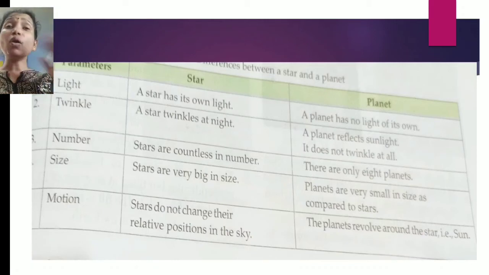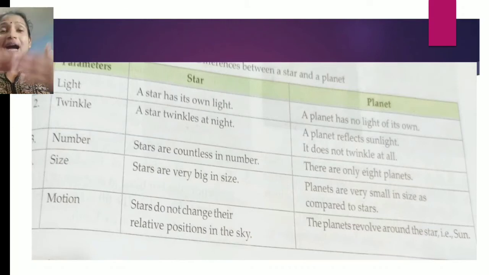Stars का size बहुत बड़ा होता है comparatively; planets are small in size compared to stars. And motion: stars do not change their relative position in the sky. खुद की position change नहीं करते हैं in the sky. वो क्या करते हैं? Of course they are moving, but खुद की position change नहीं करते हैं. But planets revolve around the star, that is the Sun.